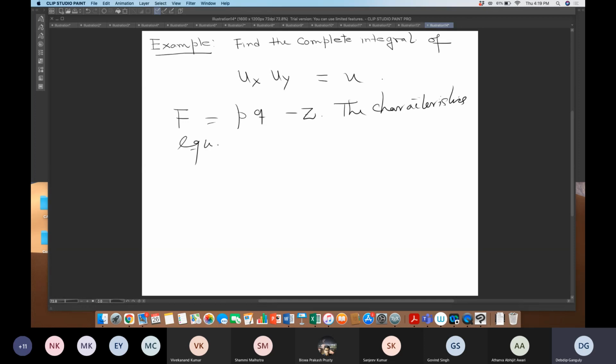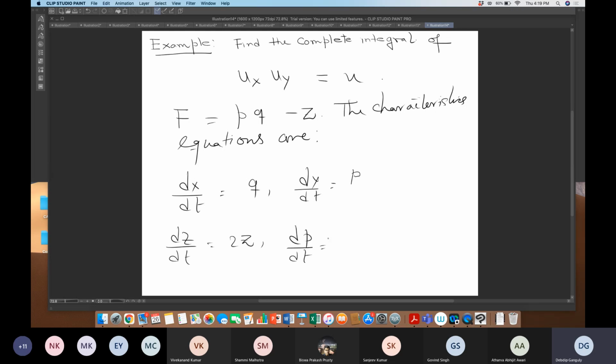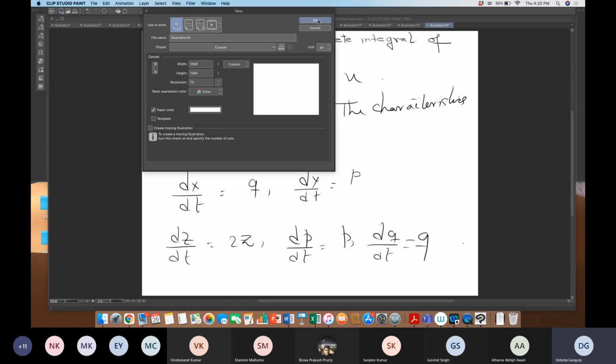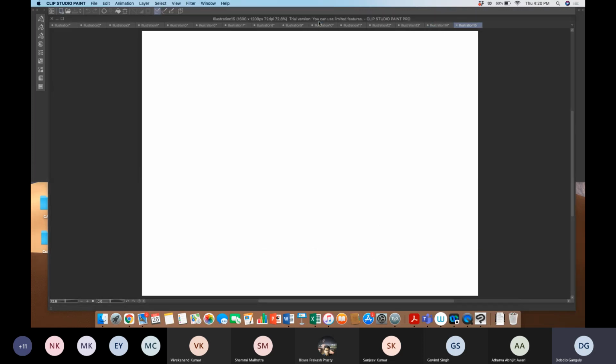Characteristic equations are dx by dt equal to fp, that is q; dy by dt is fq, that is p; dz by dt equal to 2z, you already did; dp by dt is equal to p, you can check; and we have done dq by dt equal to q. The problem is now we cannot have an initial condition, so we have to have a parameter solution.